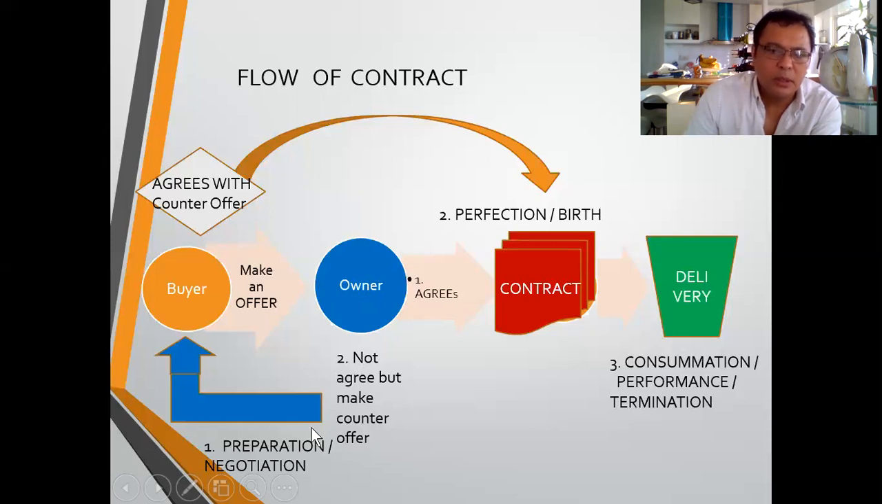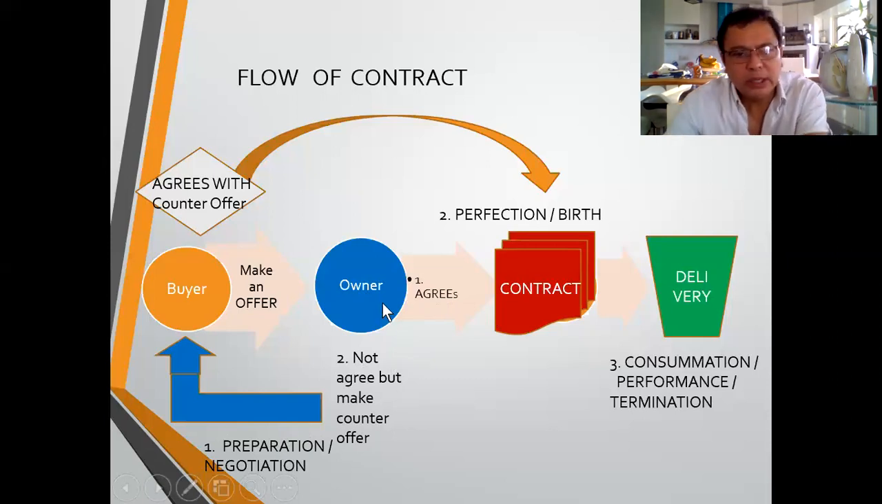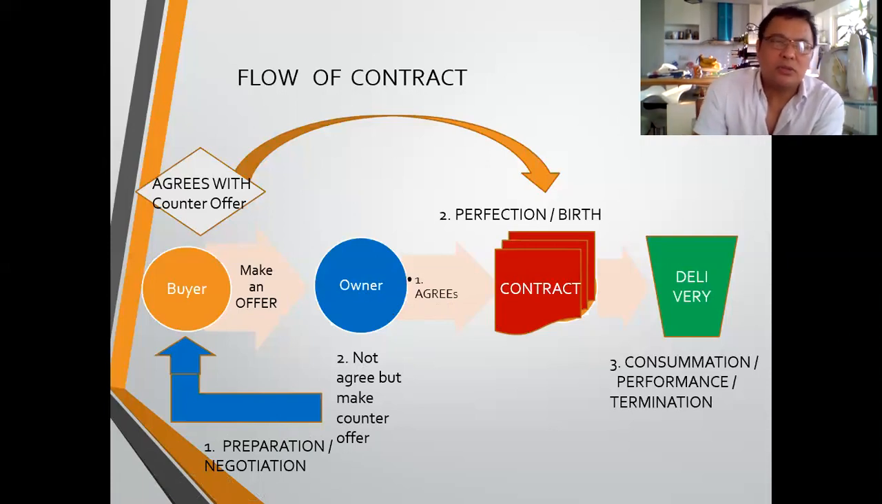For example, the buyer says, is this your property, sir? Yes. We want to buy this property at 5,000 pesos per square meter. The owner will not agree, but makes a counter offer. The owner will say, yes, I will sell it to you if you buy it at 6,000 pesos per square meter. So that is not an unqualified acceptance, but an acceptance which is qualified, because there is a counter offer.